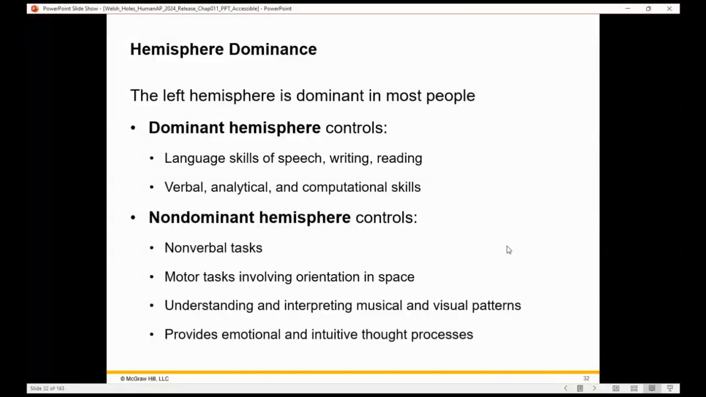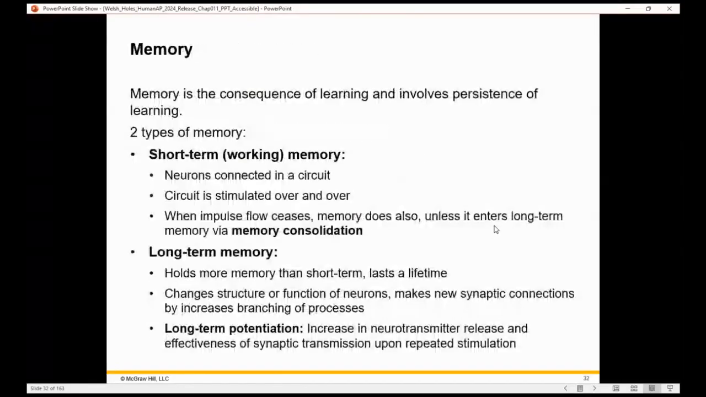And I'm sure you've heard of people being more left-brained or right-brained. That's kind of what this is referring to, to some degree. Let's talk more about memory.